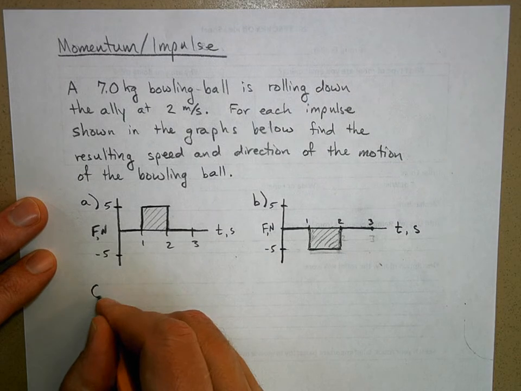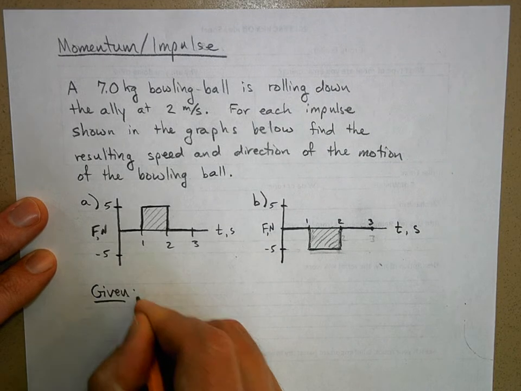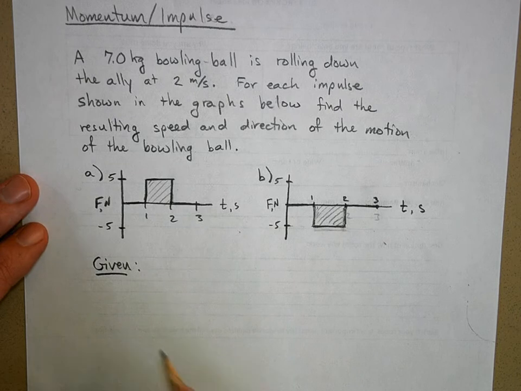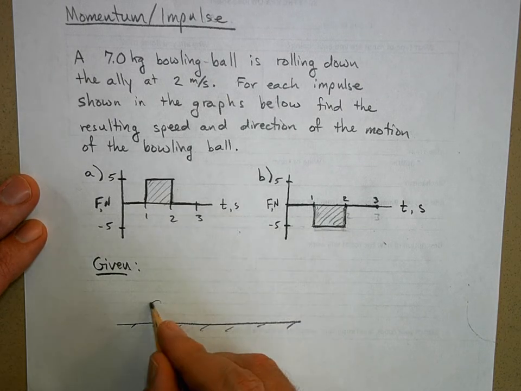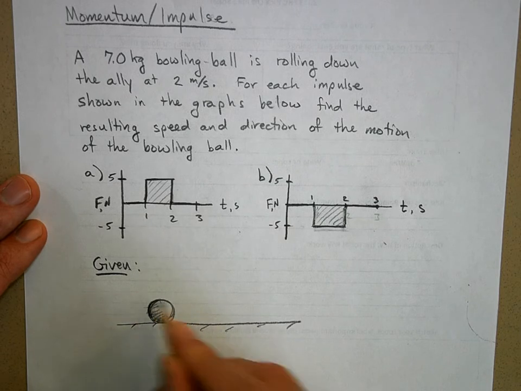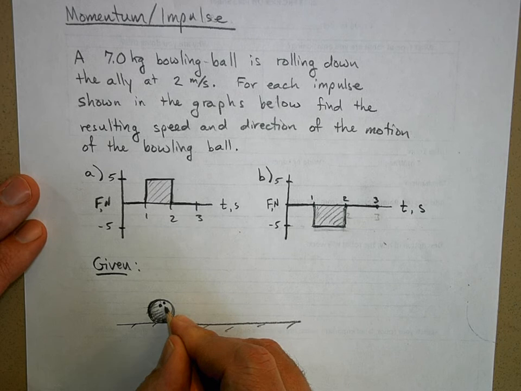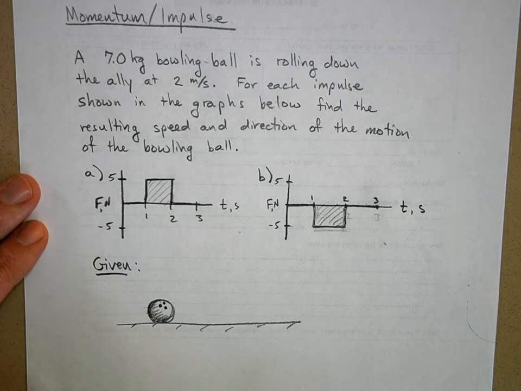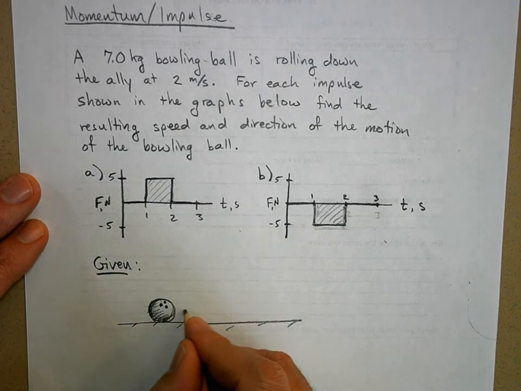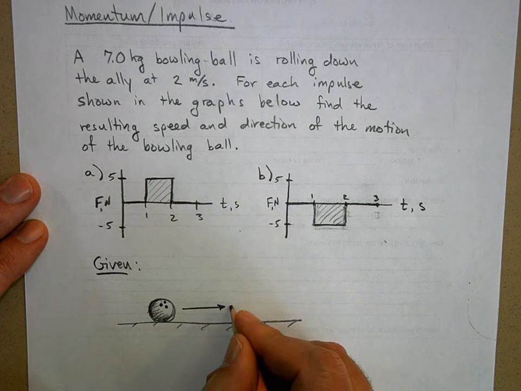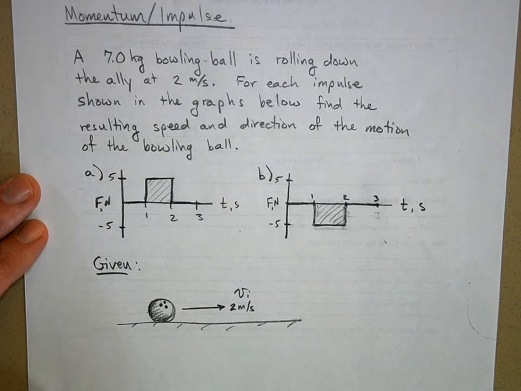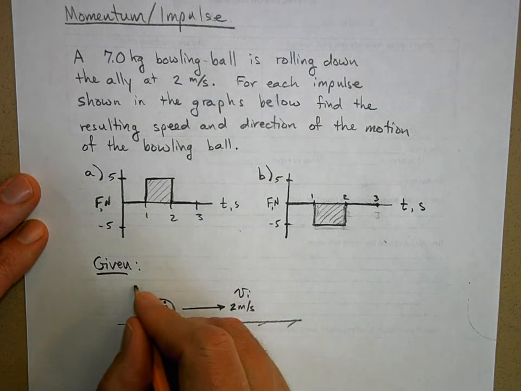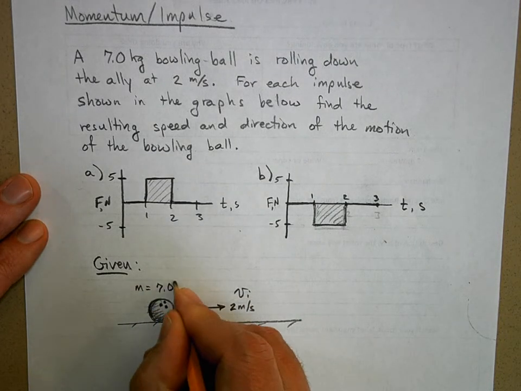So let's do, well, here's what's given about the bowling ball. Let's draw a little sketch. Always good to draw a little sketch. Here's the floor, and here's the bowling ball. Put 3 little holes in it if you want. Okay, and it's moving. It's got a velocity of 2 meters per second. We'll say that that's the initial velocity. And of course we know what its mass is. It's 7.0 kilograms.